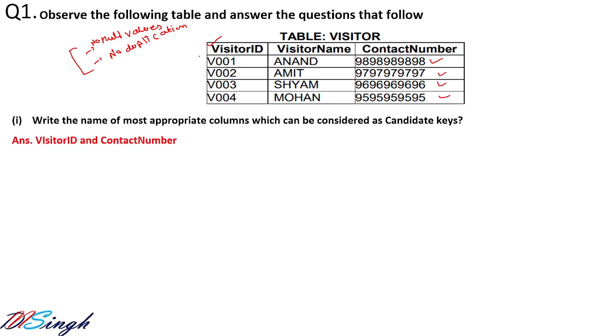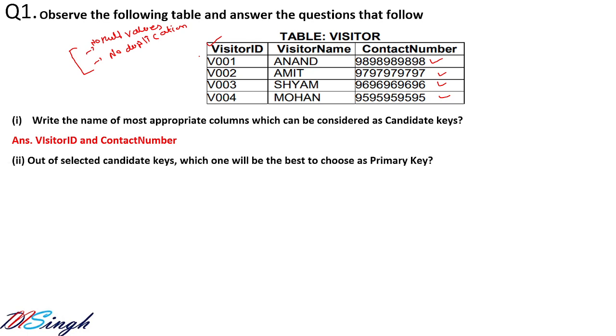Visitor ID and contact number are the two candidate keys available in this table. Next question, out of the selected candidate keys, which one is best to choose as primary key? So best to choose as primary key is what? Visitor ID. Fine. Next question it is, what is the degree and cardinality of the table?